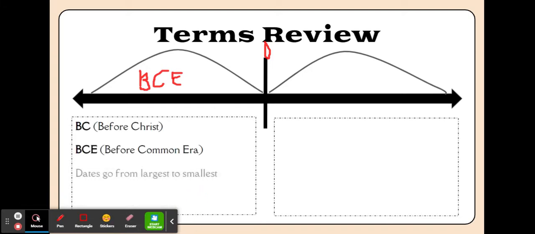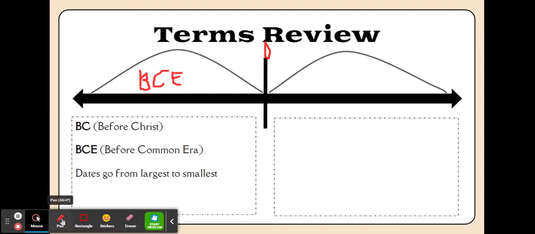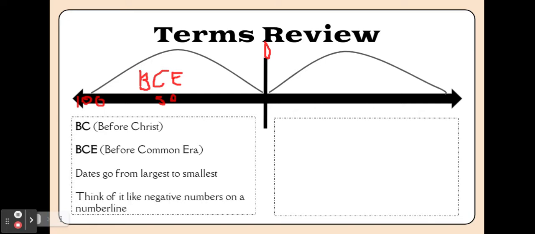And then we have on this side dates going from largest to smallest. So I might have the year 100 here. And then I would have the year 50. Okay. And the next thing that's important to know is these numbers, because they're counting down, you can think of it like a negative number line. However, it's a little different, but basically counting down to 0.